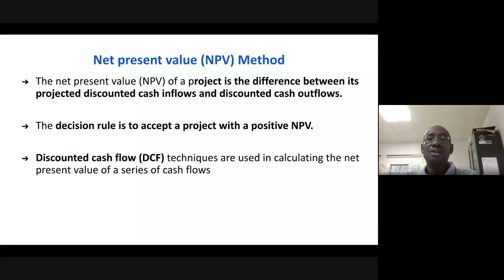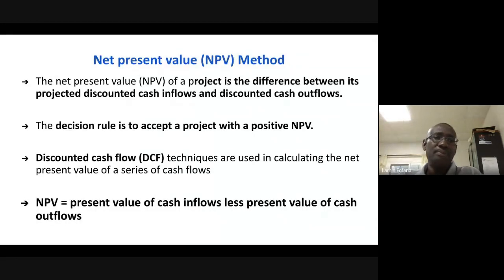Exactly that. So after comparing the present value of our inflows and the present value of our outflows, we try to see whether the present value of our inflows exceeds the present value of our outflows. If that is the case, then we go for the project. So NPV is, of course, present value of cash inflows less present value of cash outflows, like I said. So further decision rules.